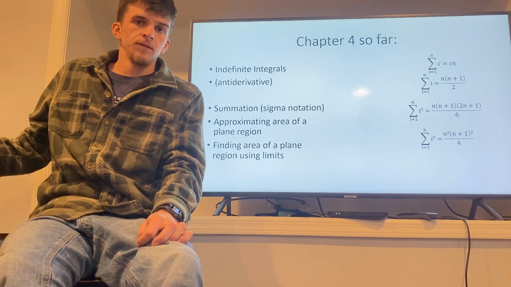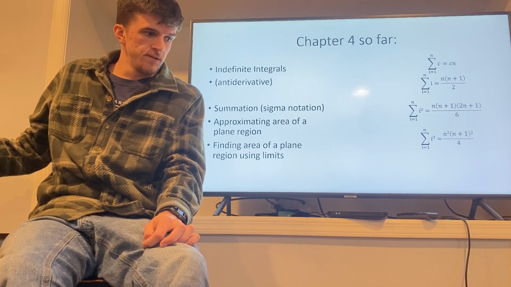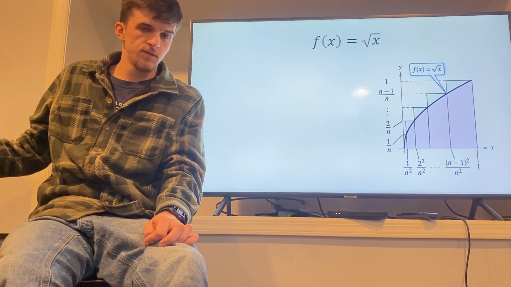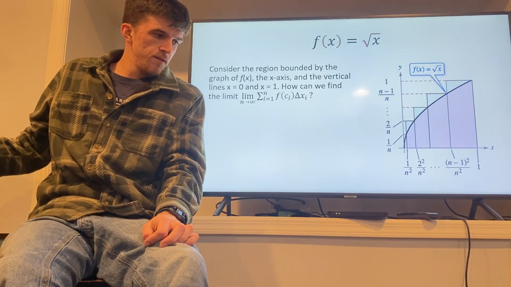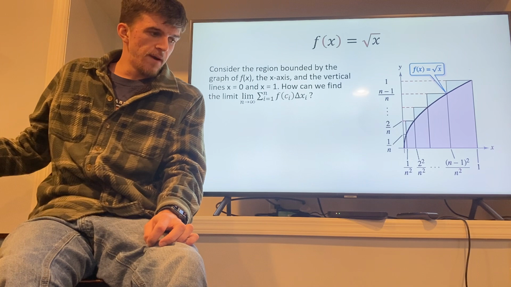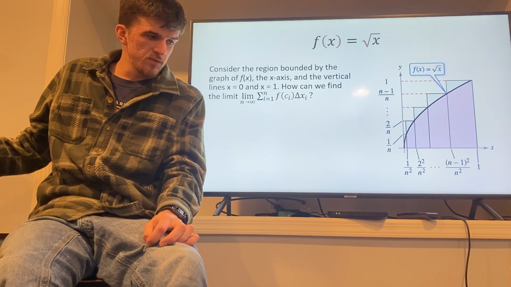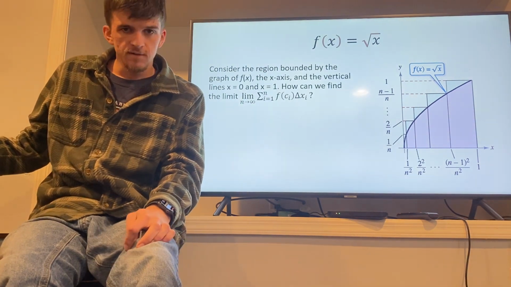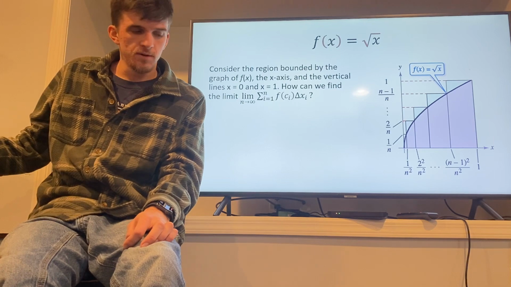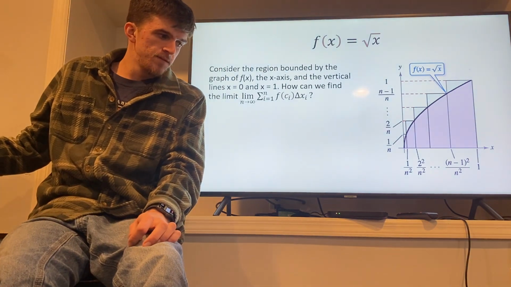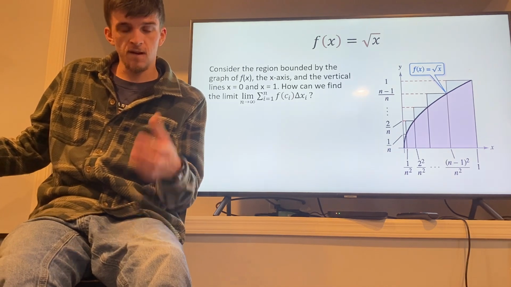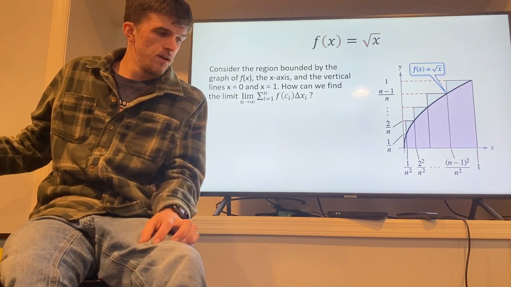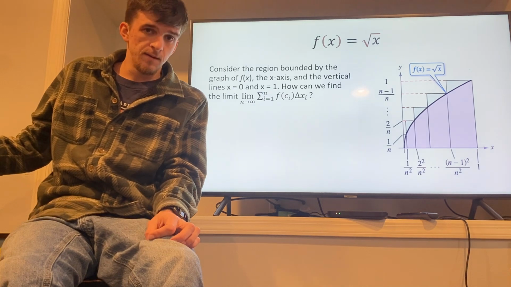Alright, so let's consider this function f of x. Let's find the area. We want to consider the region bounded by the graph f of x equals x squared, the x-axis, and the vertical lines x equals 0 and x equals 1. So how do we find the limit of the sum of n terms for that function times the width of each subinterval as n approaches infinity?